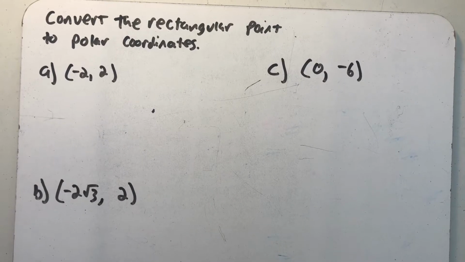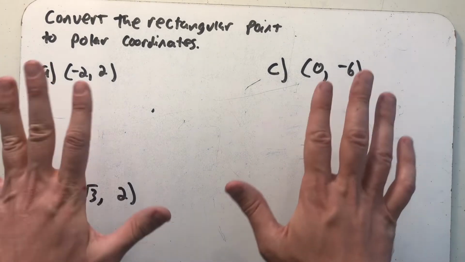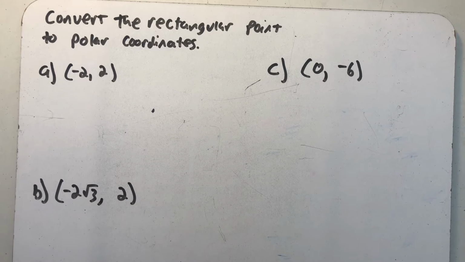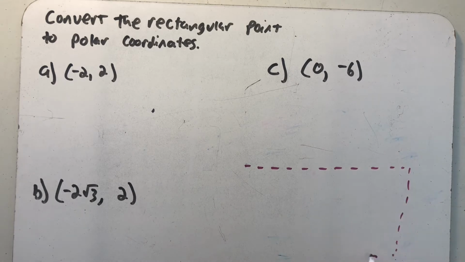We've been asked to convert 3 rectangular coordinate points to polar coordinates. And so I'm going to start each one by actually plotting the point because that's going to help me think about the angle. But I know the tools I'm allowed to use, the relationships between polar coordinates and rectangular coordinates.